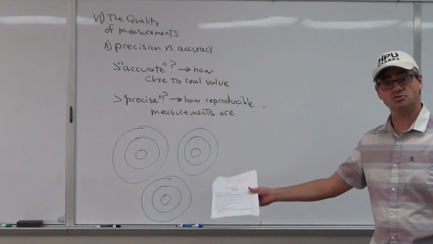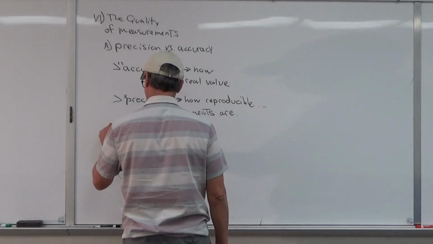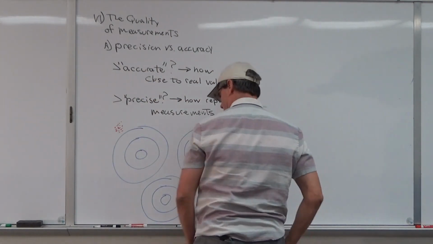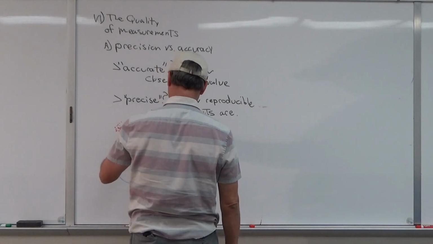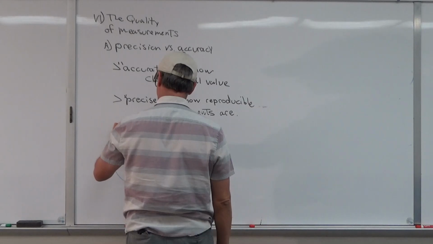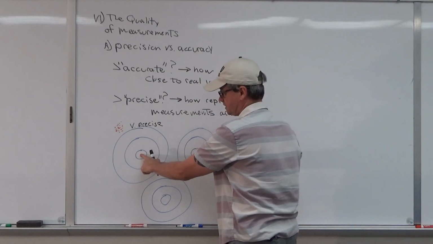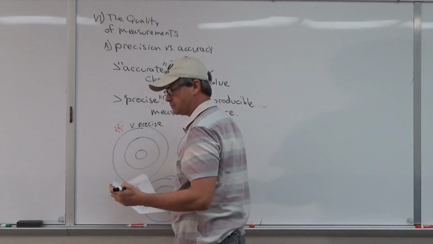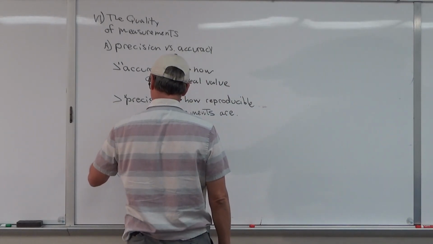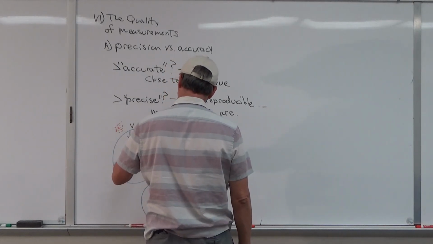let's say we're shooting at these targets here, and we're like this. Then we might conclude from that, in this situation here, that we are very precise. But we weren't very close to the target. In science, we'd be thinking about the actual value. Very precise, low accuracy.